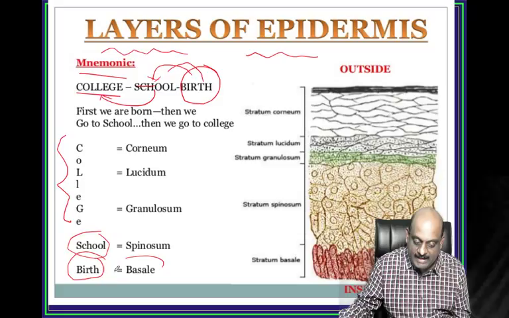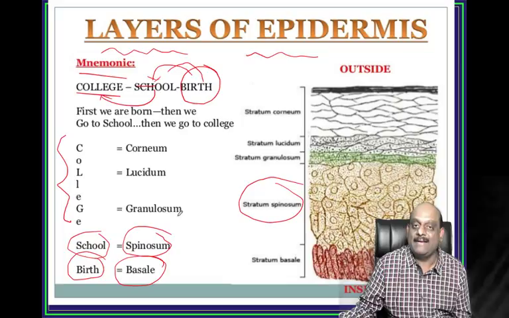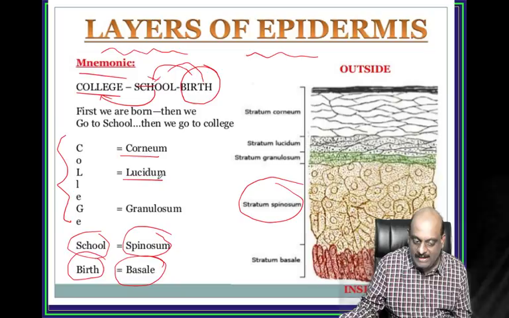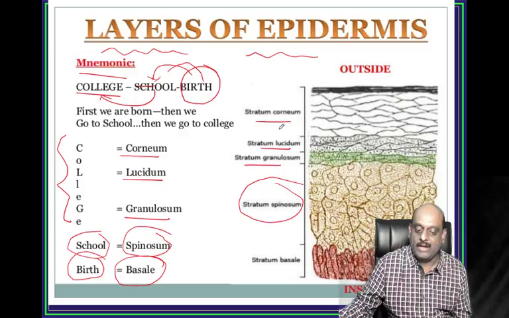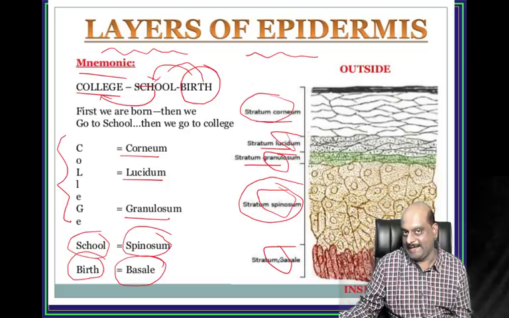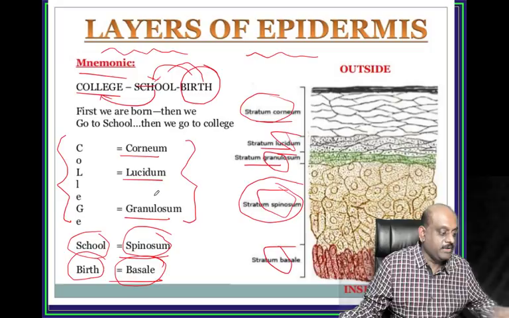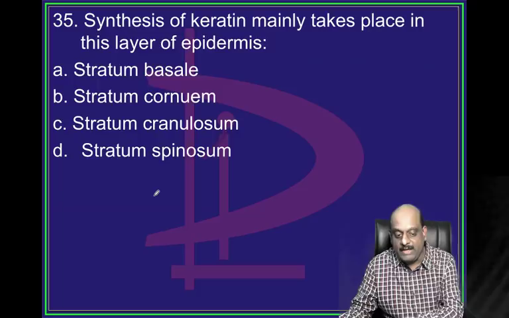School is stratum spinosum, is the next layer. Then comes college. C is corneum, L is lucidum, G is granulosum. So granulosum, lucidum, corneum. So uppermost is corneum, then lucidum, then granulosum, then spinosum, then basale. Birth, school, college. That is what you need to remember for tomorrow's exam. The examiner will ask exactly this, in a twisted way.